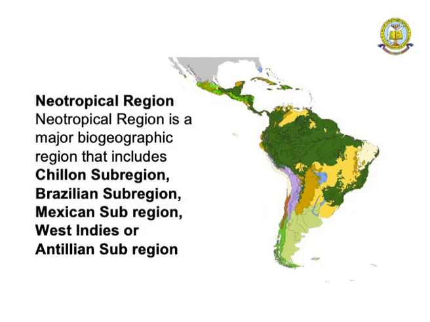The third zoogeographical region is the Neotropical region. As you can see, the Neotropical region comprises the Chile sub-region, Brazilian sub-region, Mexican sub-region, and the West Indies sub-region.